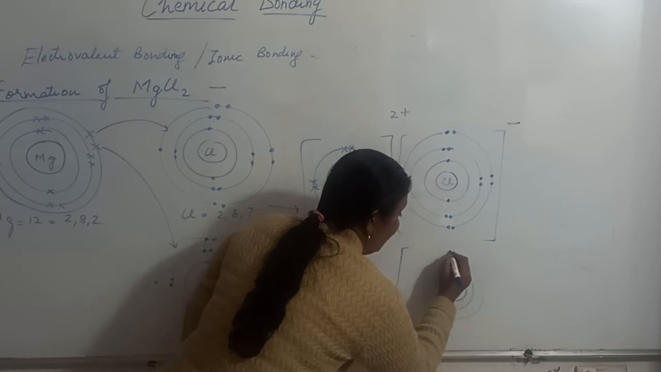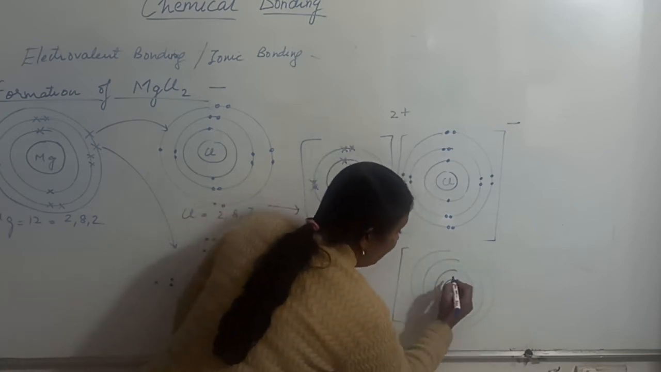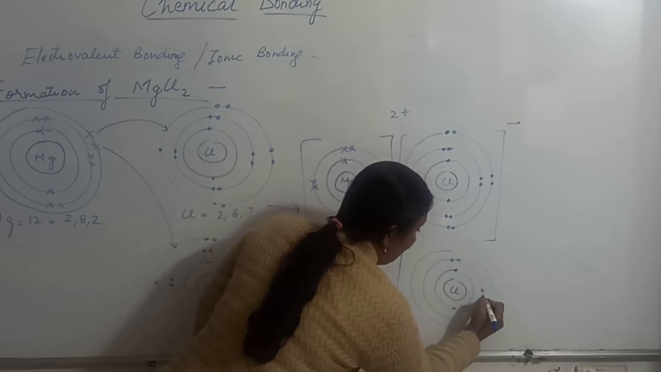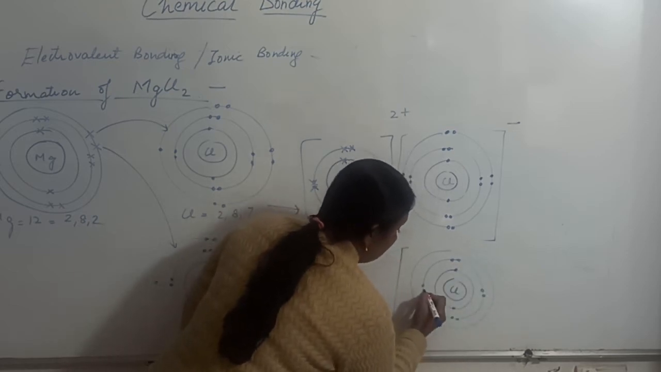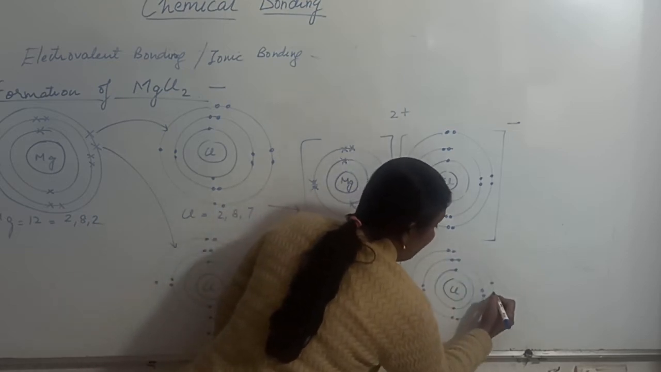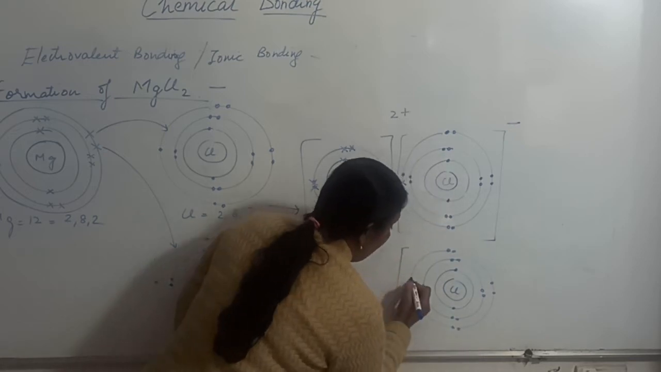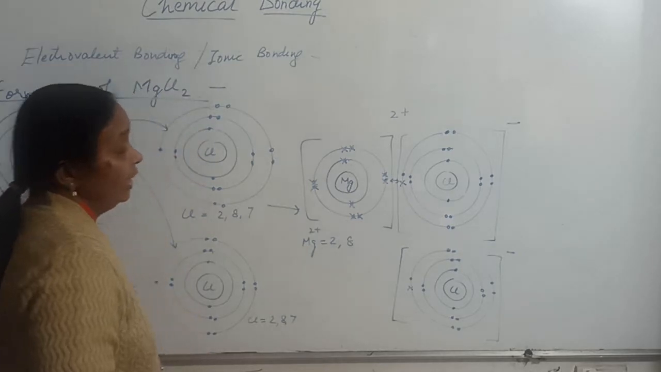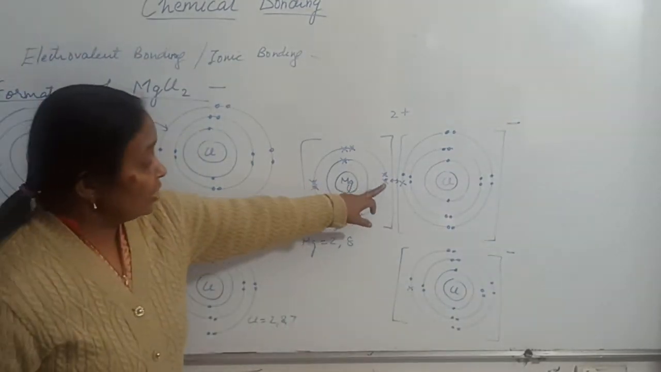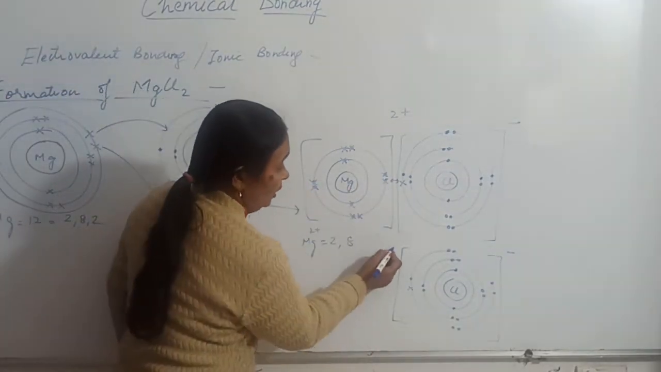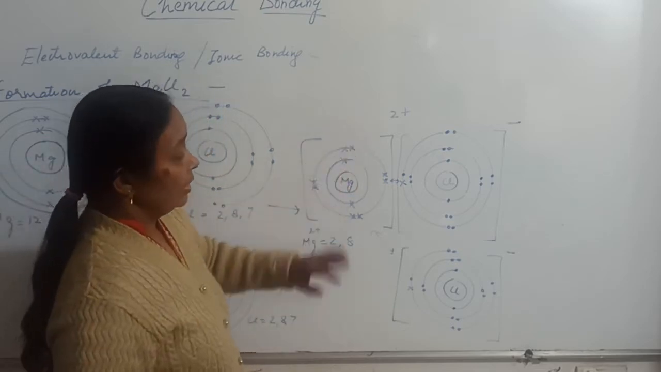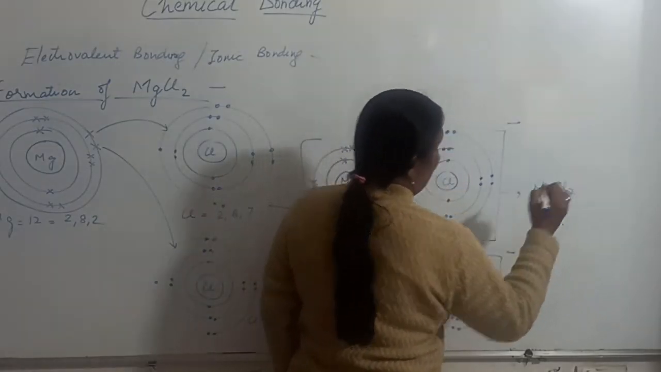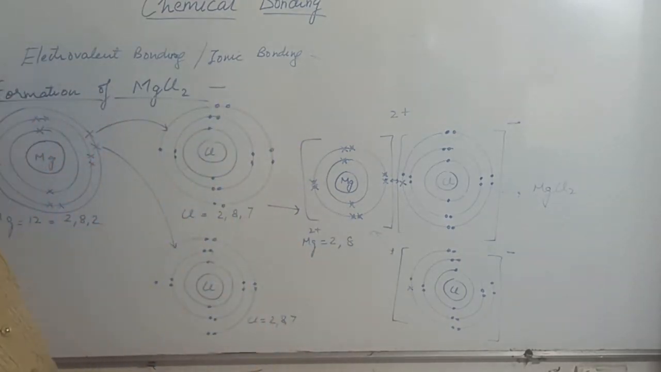shell, second shell and third shell. First shell will have 1, 2 electrons, second will have 8 electrons, third will have 7 of its own and 1 from magnesium, so it will also have a negative charge. So like this, magnesium will be attracted towards both the chlorines and together the compound will be formed, MgCl2. So this is the structure.